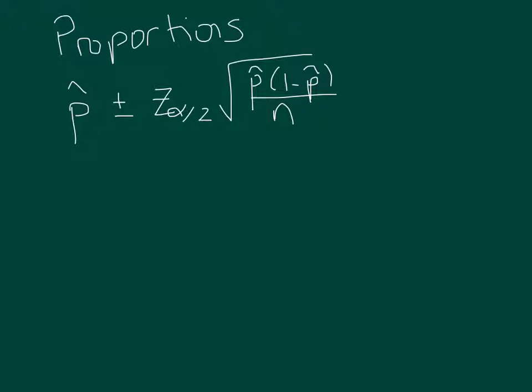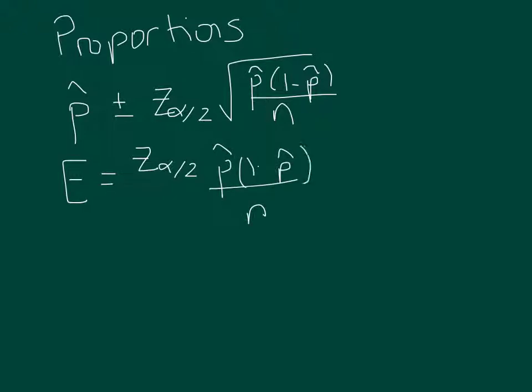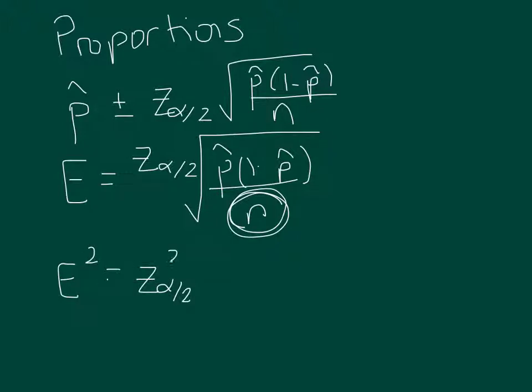So this is your confidence interval formula, and here E, your margin of error, is z alpha over 2 times the square root of p hat (1 minus p hat) over n, and all of that is under the square root. Again, we're going to try to solve for n. So we square both sides. We get E squared equals z alpha over 2 squared times p hat (1 minus p hat) over n.